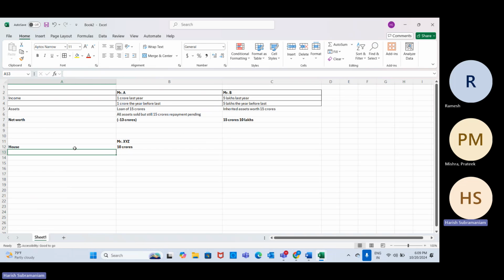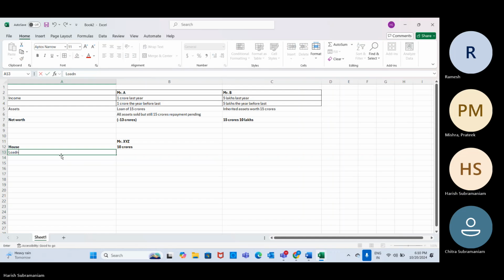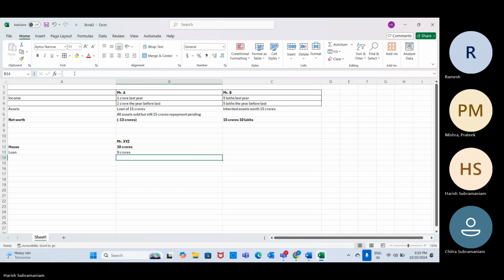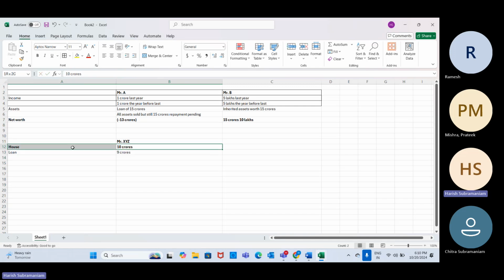But behind the scenes, what we don't know, because each person's financial status, what loan he has and all, we as laymen may not get access to all that information. But let's say that in this case, Mr. XYZ actually has a loan, has actually taken a loan of approximately 9 crore. So while his house is worth 10 crore, he actually has a loan of 9 crore to finance this house.